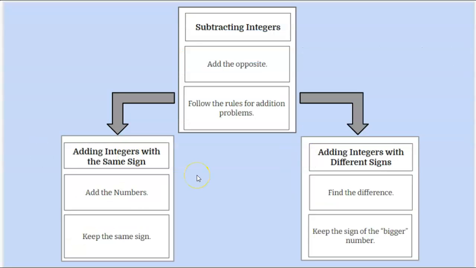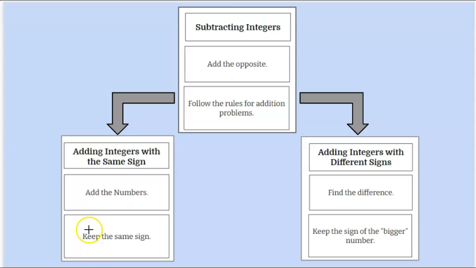Next, we come to the hardest part of integer operations, which is subtracting integers. The reason why is because it's not something really clear cut. It is very much two different problems in one. So with subtracting integers, we have to see it as adding the opposite.